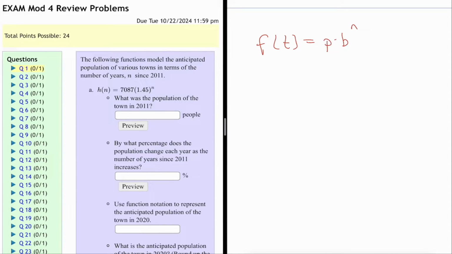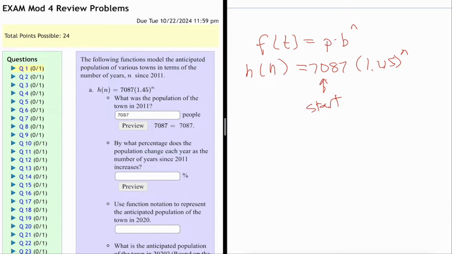So if we look at any function, the starting value will be whatever is out in front. The base is going to indicate if there is an increase, a growth, it will be a number more than 1. It'll be a decay if it's a number less than 1. So if we look at this function, this is your starting population. In this particular case, that's 7,087.